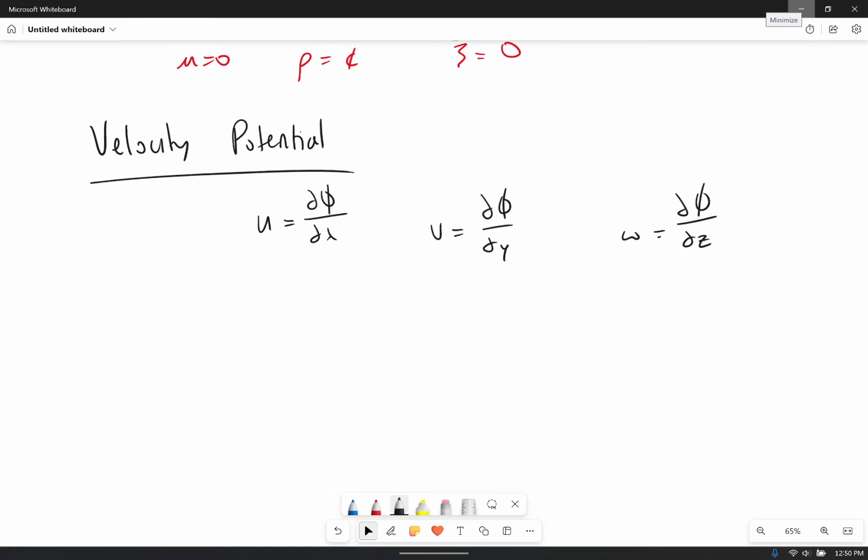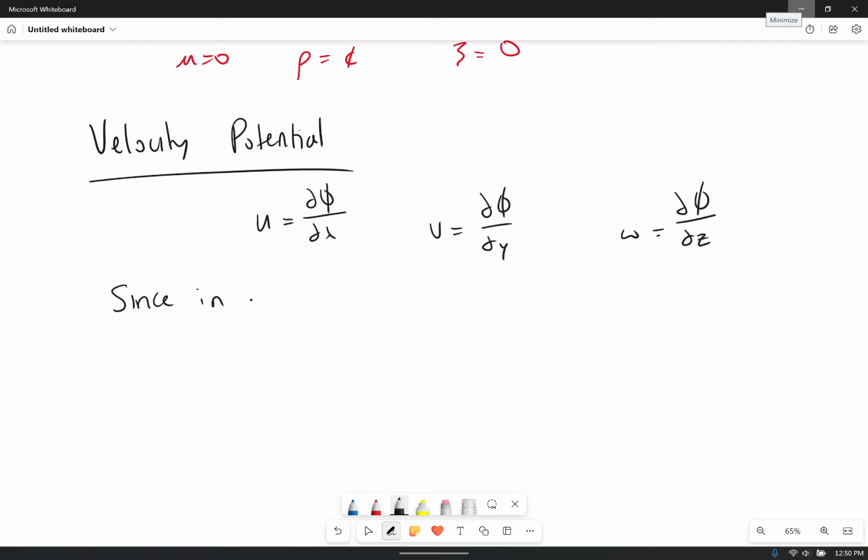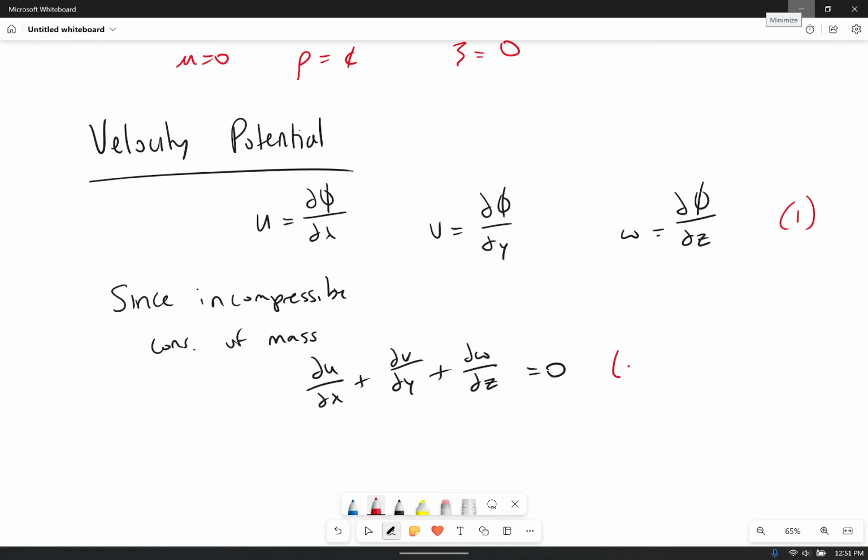And we also know that because I'm incompressible, we can use our continuity equation, the conservation equation for mass, to get another equation. So this will be 1 right here, and 2 will be coming from conservation of mass. And it comes out to be that del u del x plus del v del y plus del w del z is equal to 0. So we call that one right there number 2.